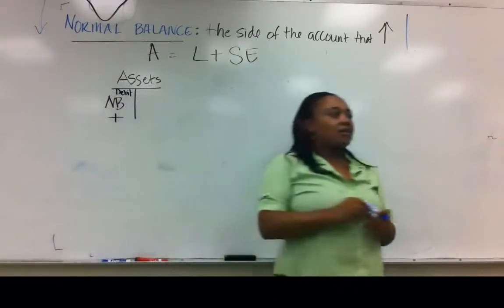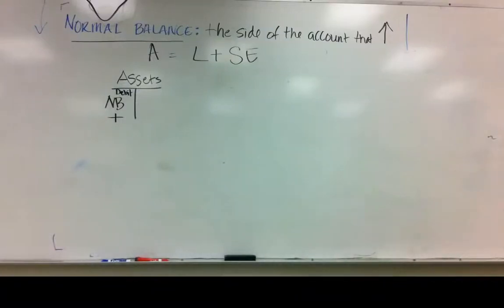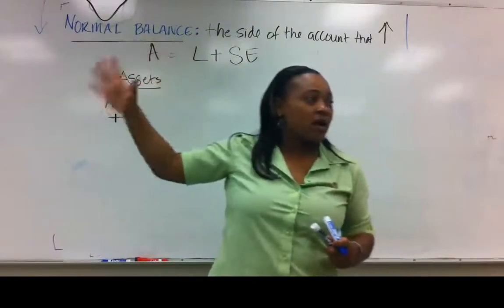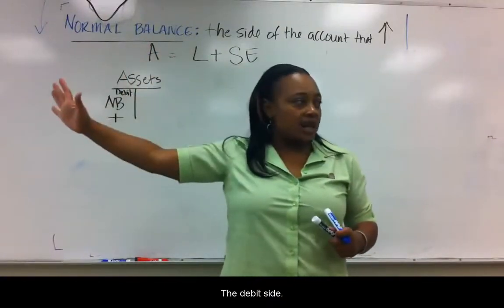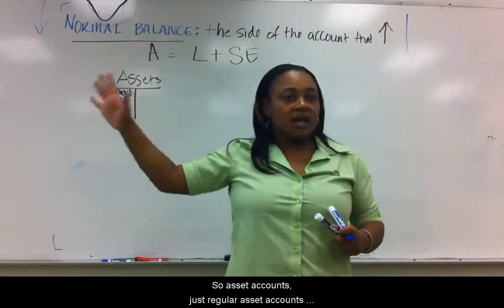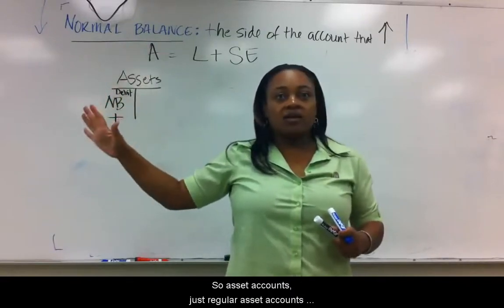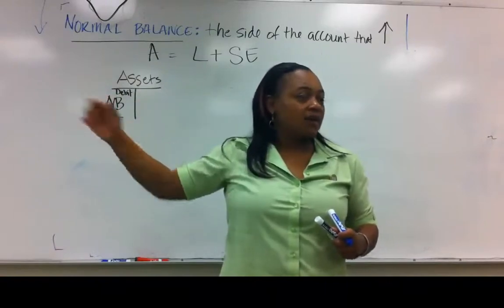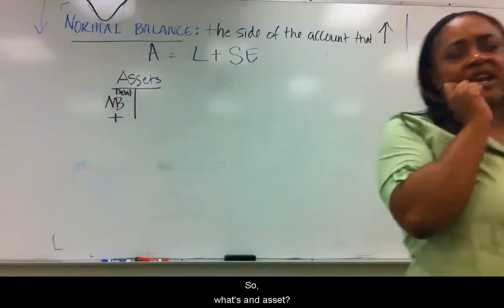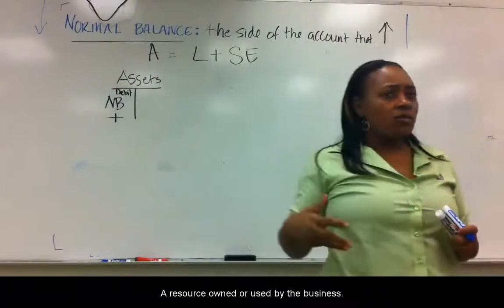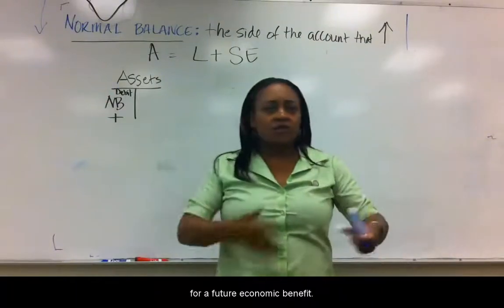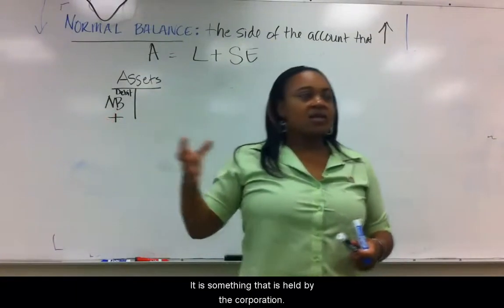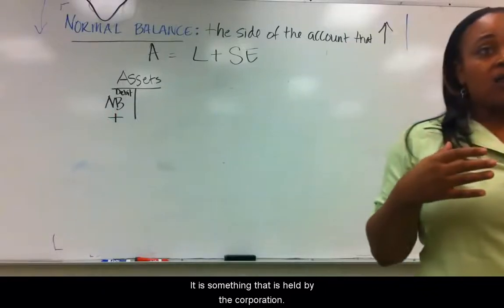So for all normal assets, the normal balance for asset accounts is going to be on the left side, the debit side. So asset accounts, just regular asset accounts, have normal balance of what? Debit. So, what's an asset? A resource owned or used by the business to provide some future economic benefit, right? So that asset is something that is held by the corporation.